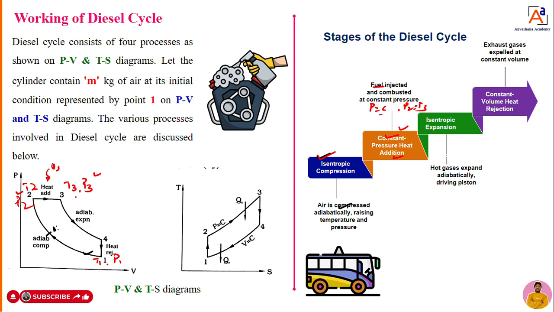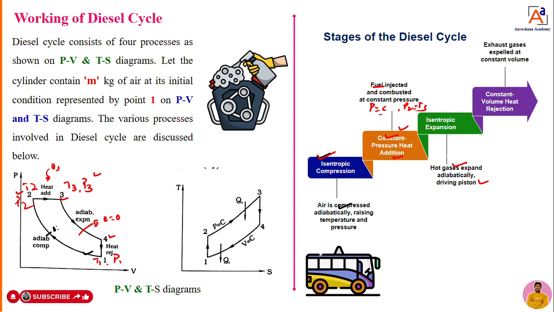Next process, if the heat is added, sudden expansion will take place. Then the piston will start to move from TDC to BDC, again from point 3 to point 4. Again, as I told, there is no heat transfer at all. The hot gases expand adiabatically. Hence the piston will be moved from TDC to BDC.